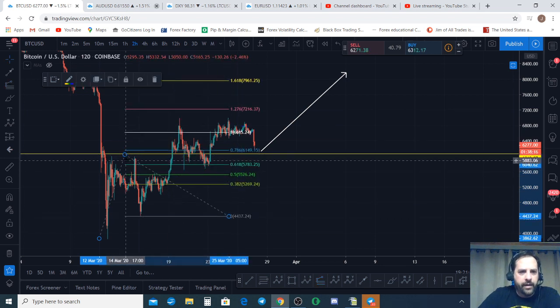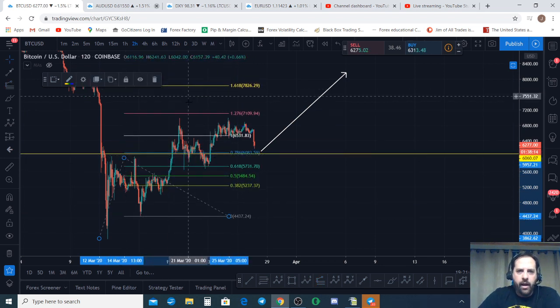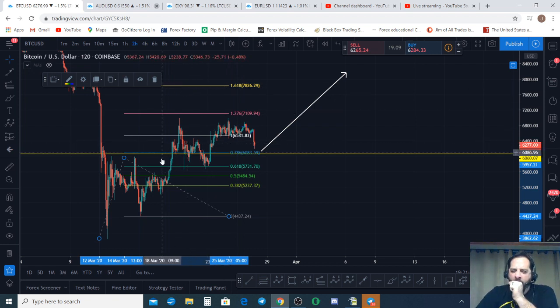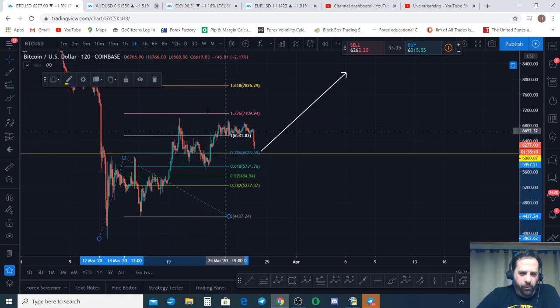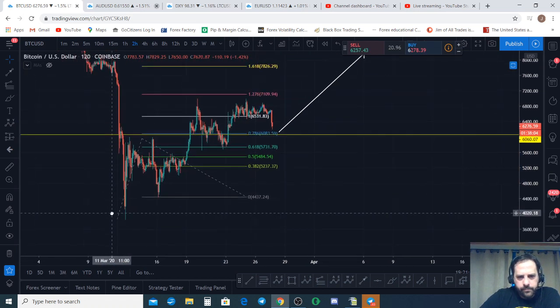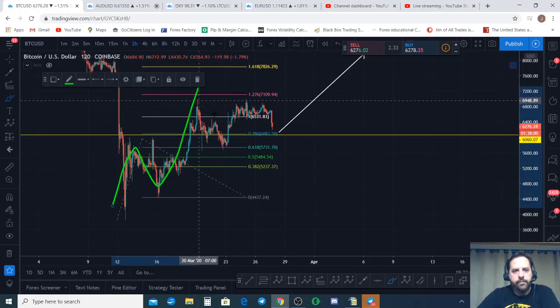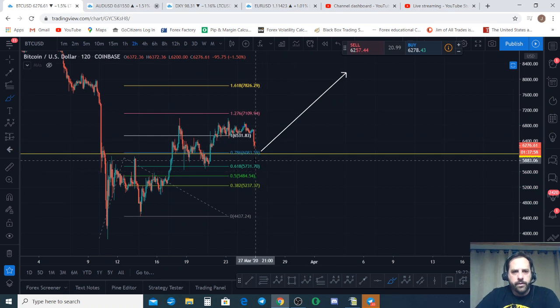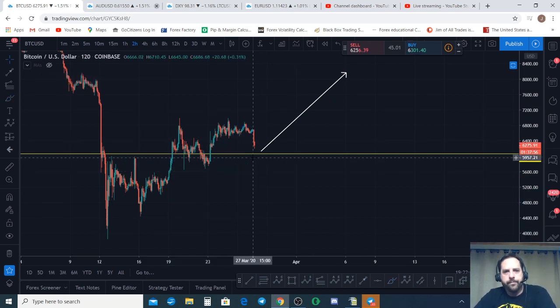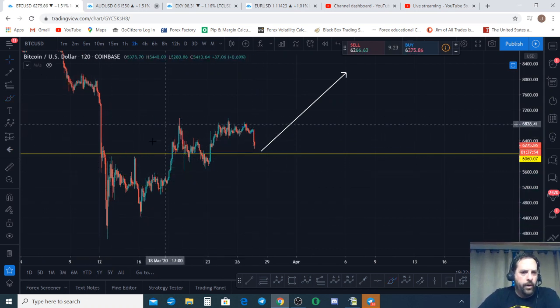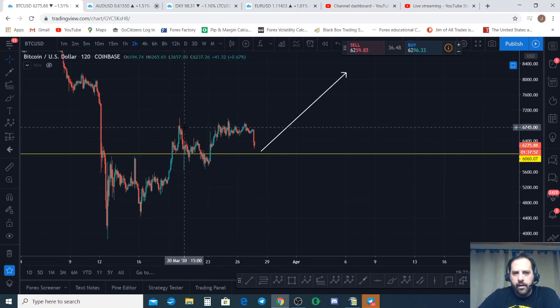Oh yeah, we did. We didn't hit the 127, sorry. I remembered wrong. We were just short of the 127. So yeah, we did hit the 1-to-1 here. Okay. So we did hit that. So that's kind of a corrective shape wave. That's three waves.